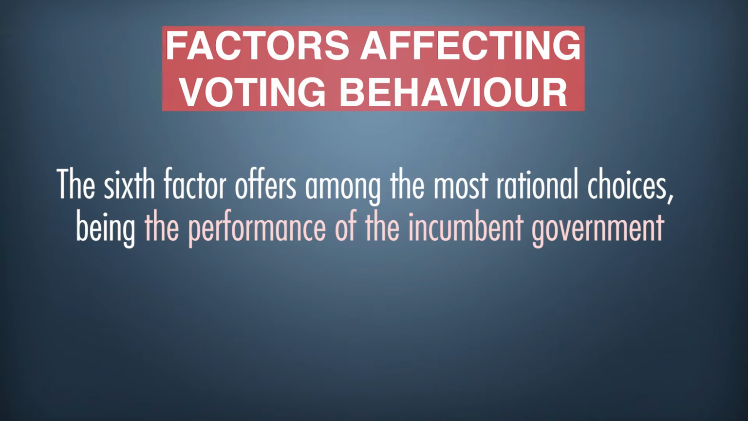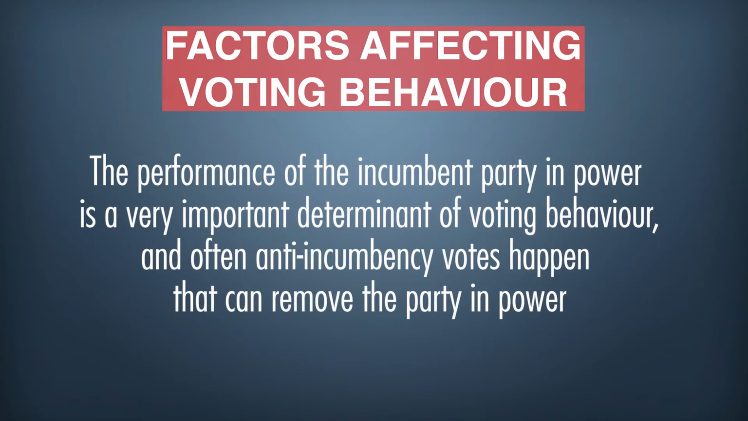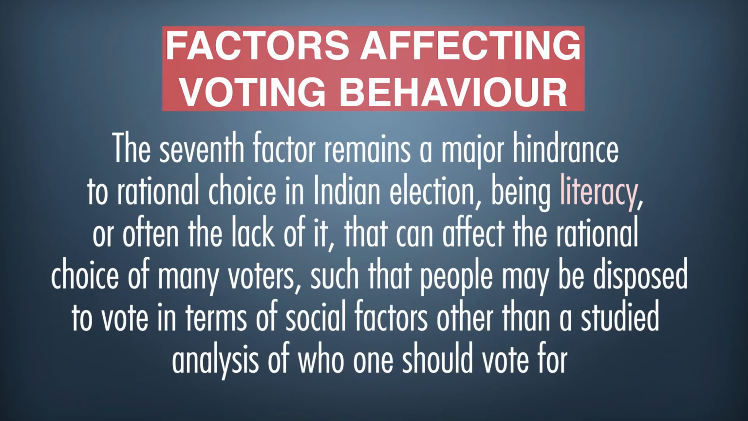The next important factor is the performance of the incumbent government. The performance of the incumbent party in power is a very, very important determinant of voting behavior, and often anti-incumbency votes happen that can remove the party in power. The next important factor, which is a major hindrance to rational choice among voters, is literacy or the lack of it, which can affect the rational choice among voters, such that people may be disposed to vote in terms of social factors other than a studied analysis of who one should vote for.